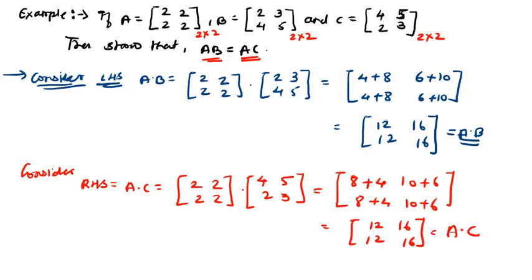If you observe both the matrices, you can clearly see that A into B is equal to A into C. And that is our required proof.